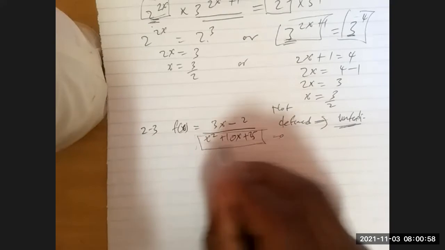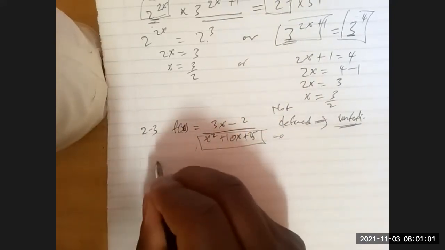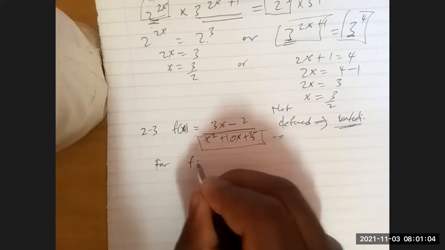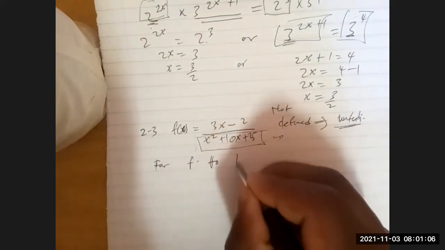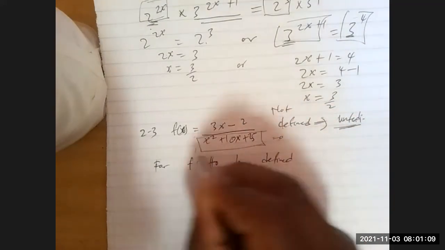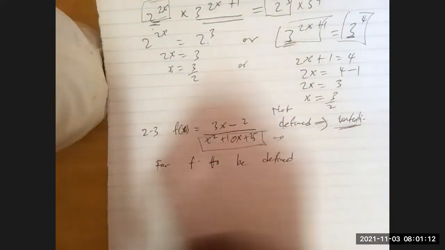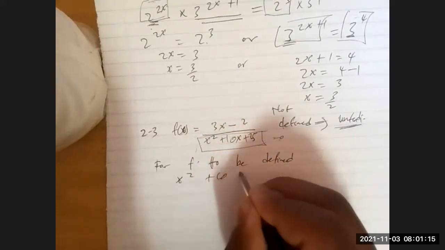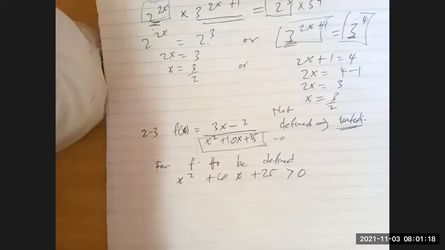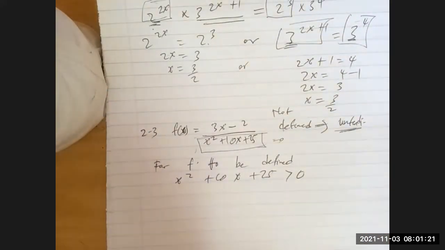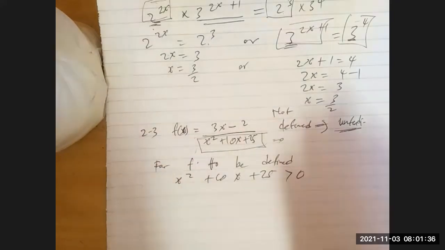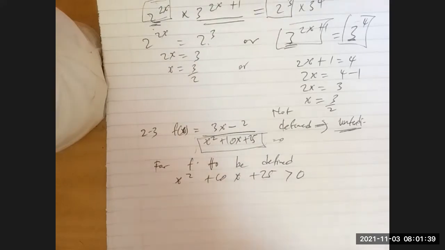So it means the denominator of f of x, for f to be defined, must be greater than 0. That's how it is. For f to be defined, x squared plus 10x plus 25 must be greater than 0. It must not be greater than or equal to, it must be greater than 0. Okay, so that is how f of x is going to be defined. It can't be 0, and if you make it less than 0, it is not going to be defined. That's the bottom line of this question.